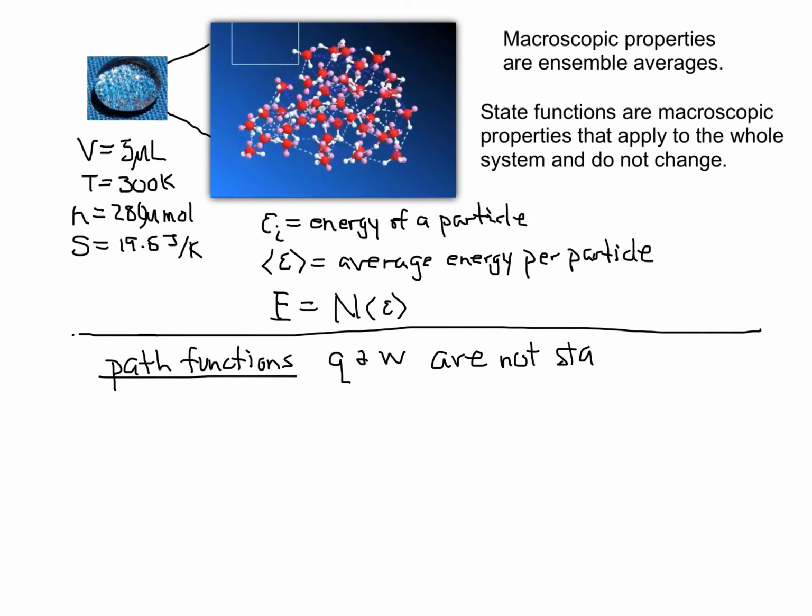So these functions are defined only when the system changes state and cannot be defined for a given state of the system. Put another way, the system does not have a certain amount of heat or work. It only transfers a certain amount of heat or work when the system changes state.